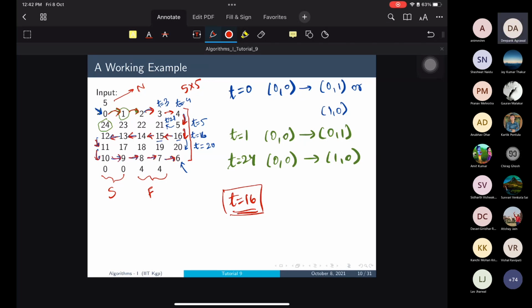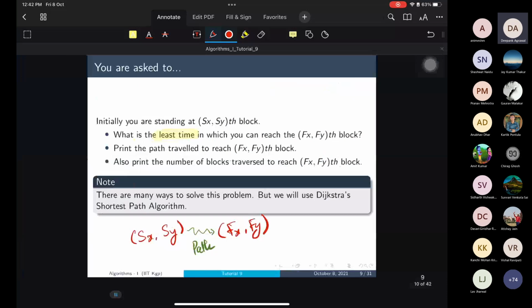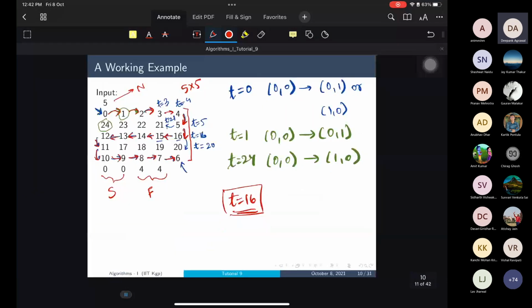So we have the path also. Okay, and print the path traveled to reach the destination. So we have the path, so we can directly print 0 0 0 1 and so on. We can easily count the number of blocks, which will be 5 into 5 into 17. So the path will have 17 blocks, and we will take at least t equals 16 time to reach 4 comma 4. You can see that there is no other way you can reach 4 comma 4 in less time, right?